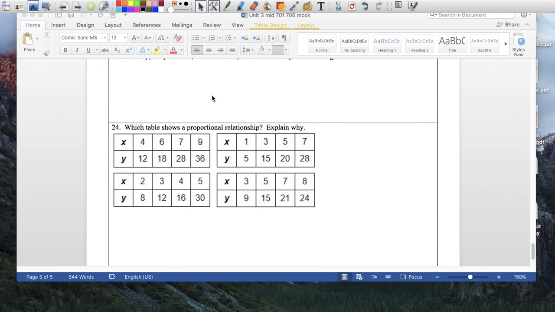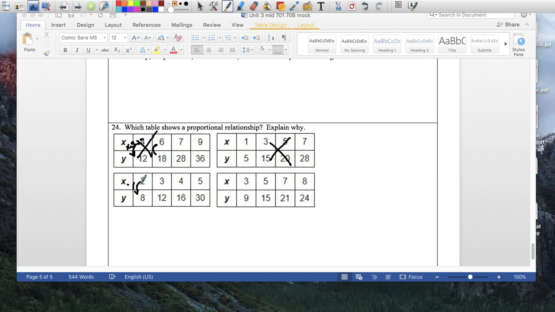24, ooh, last question. Which table shows a proportional relationship? So look at each table separately. 4 times 3 is 12, 6 times 3 is 18, 7 times 3 is not 28, and 9 times 3 is not 36. So this table is a no. 1 times 5 is 5, 3 times 5 is 15, 5 times 5 is not 20, and 7 times 5 is not 28, so not proportional.